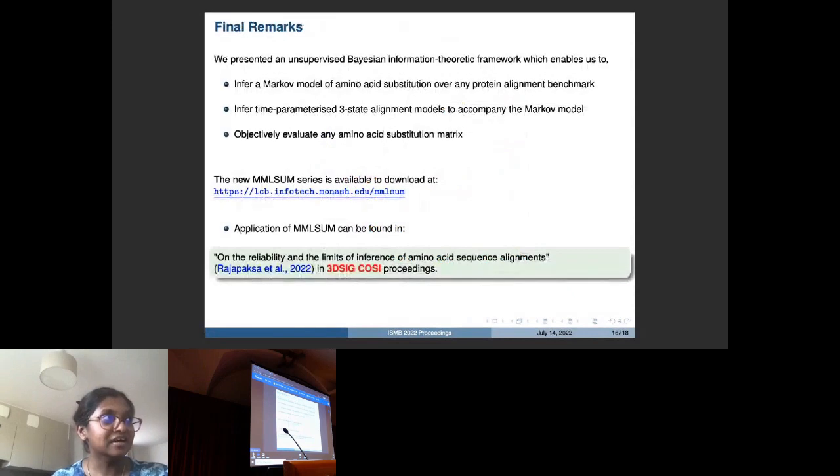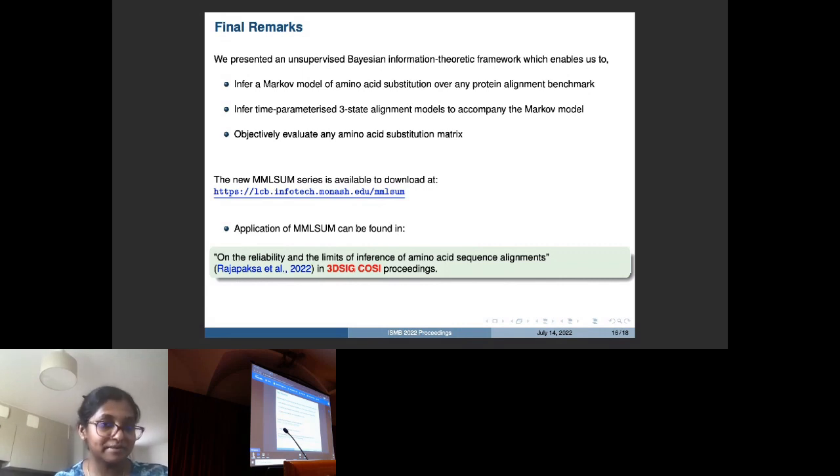So finally, as a summary, we presented here an unsupervised Bayesian information theoretic framework, which allows us to come up with a Markov model of amino acid substitution for any given protein alignment benchmark. And then we can also infer evolutionary time parameterized three-state alignment models to accompany this Markov model. And then finally, we can also objectively assess any amino acid substitution matrices under the framework without having to worry about arbitrary parameter choices.